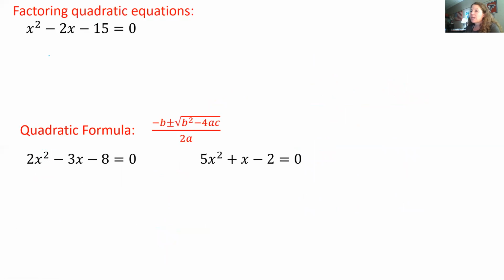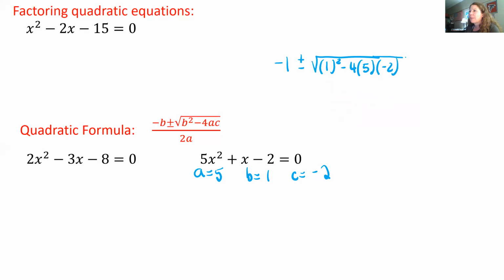All right, we're using the quadratic formula. You always identify your A, which is the number multiplied by x squared, your B, which is the number multiplied by x, and your C, which is your constant. So I want us to plug them in. We're going to do the opposite of 1. So negative 1 plus and minus the square root of 1 squared minus 4 times A times C all over 2 times A.